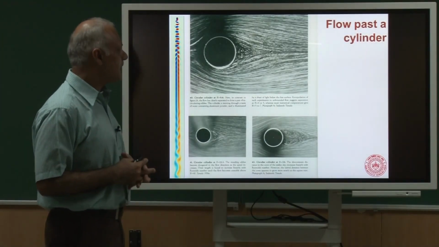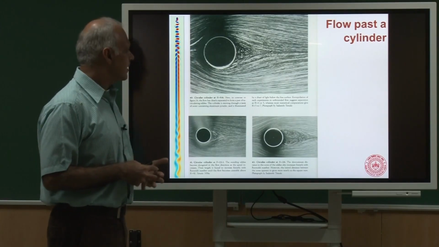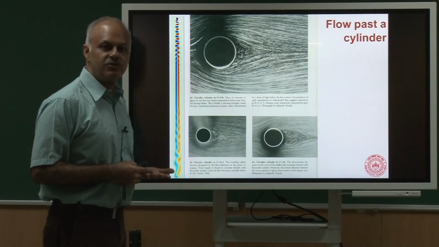So we start from the very basic: flow past a circular cylinder. It's the simplest possible configuration to study a flow. Why?